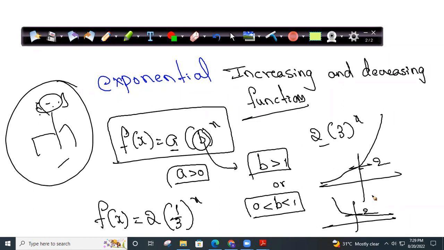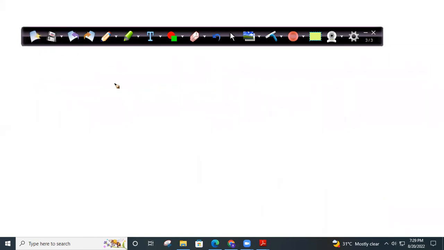Okay, so we learned two terminologies here. One is an exponentially increasing function. Second is an exponentially decreasing function. So two terminologies we have learned here. Very good. Now I'll tell you one more meaning of exponential increasing and decreasing function.